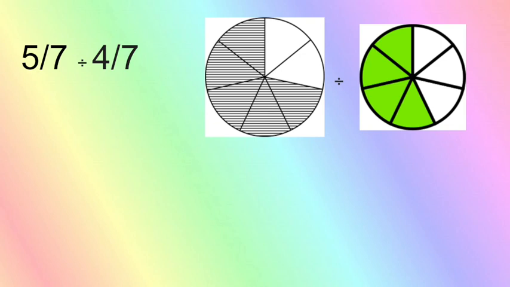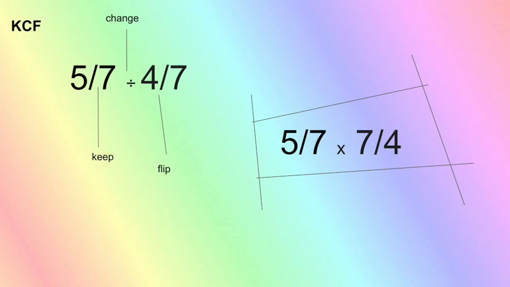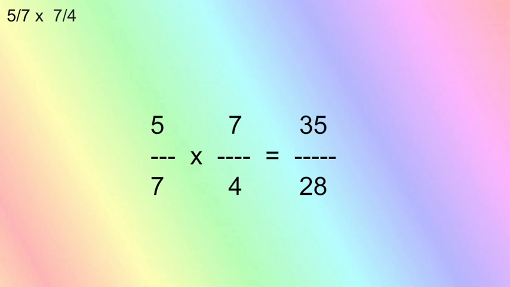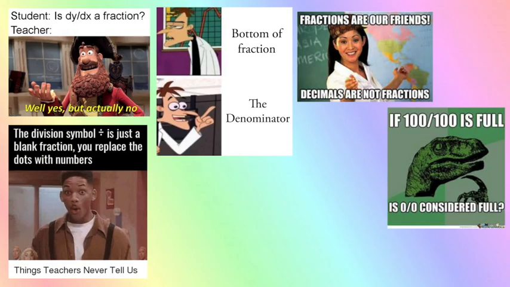Here's a pie chart of it. So KCF, we keep the 5/7, change the division to a multiplication sign, and flip the 4/7. So then it becomes this. Then we write it out and we do the question, and you get 35/28, and you simplify it to get 1 7/28.